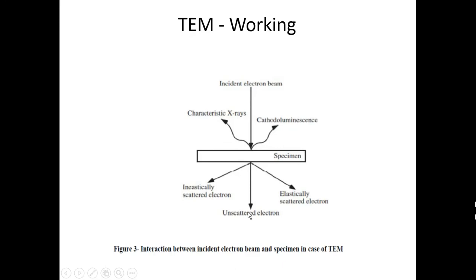But our interest is to know the elastically and inelastically scattered, because unscattered electrons we should not bother about, because they will be directly passing through this one. So that will not give much information with regard to the specimen. And we will be concerned with the elastically scattered and inelastically scattered. The elastically scattered will be giving you the diffraction, and that diffraction information will be giving you the correct details about the specimen. Okay.